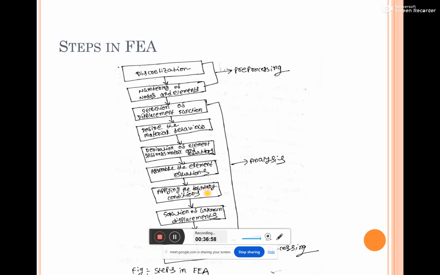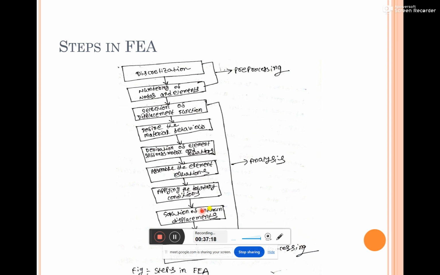cantilever problem. If the beam is fixed at the left end, we have to specify that boundary condition, or what type of loads are acting on the particular beam. Those conditions we have to specify. That comes under the application of the boundary condition. After that, we will solve the problem.